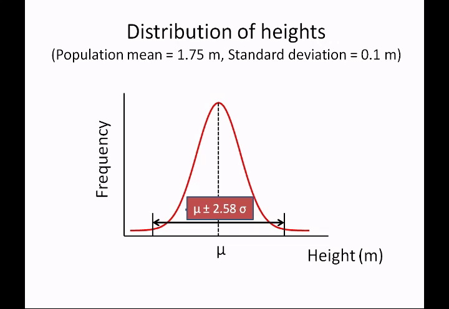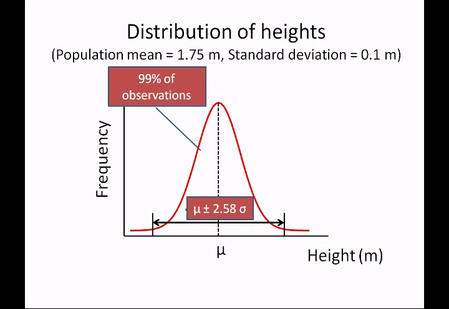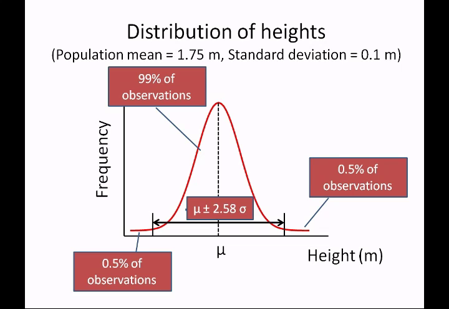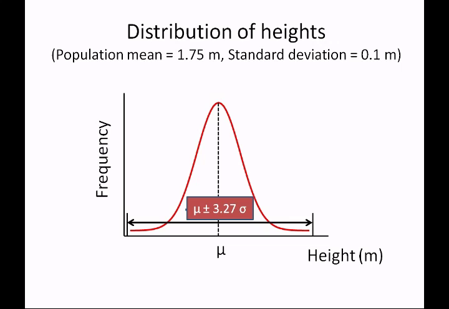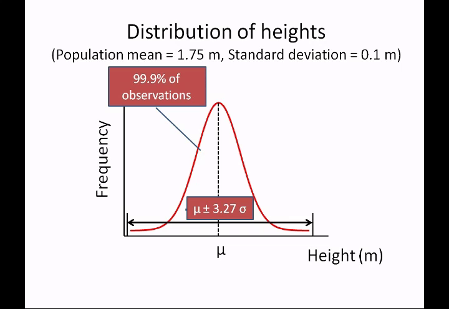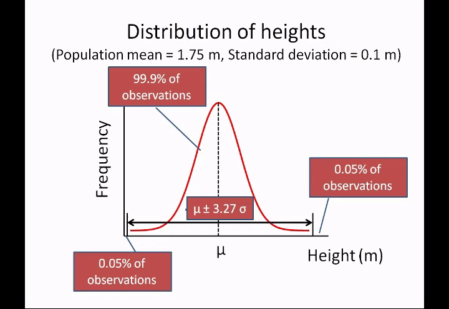Similarly, if we take a range from the mean plus or minus 2.58 standard deviations, we find that this range contains 99% of the observations, with only 0.5% of the observations at the lower end and 0.5% of observations at the higher end. And finally, if we take a range from the mean plus or minus 3.27 standard deviations, we find that those limits contain 99.9% of all observations, with only 0.05% of observations in either end of the distribution.